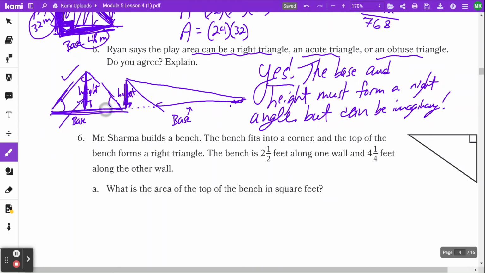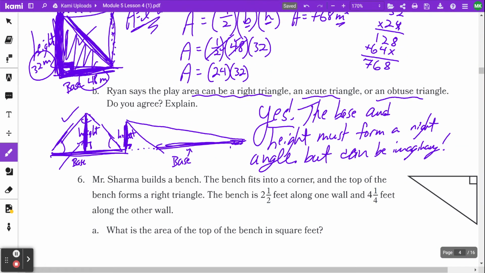Okay, the base works over here, but not the height. That's imaginary. Here's the base, but here's the height. That's imaginary. And you can see they form 3 different varieties of triangles. This one's obtuse, see? Obtuse angle. There he is.